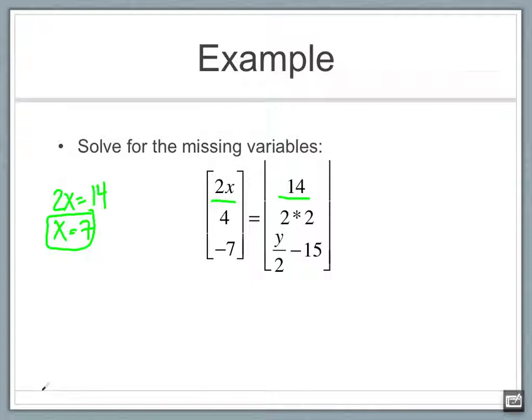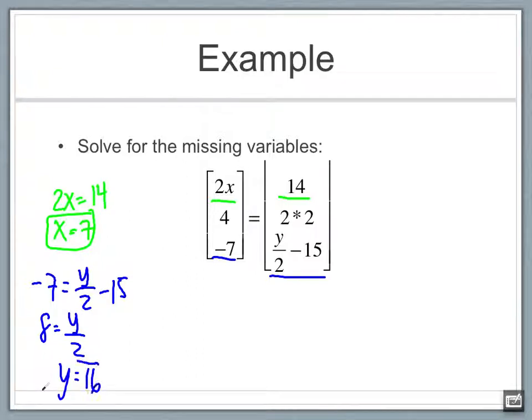Okay, welcome back. I hope that you have tried the problem. Y is here. This is its corresponding element then. So we have negative 7 is equal to y over 2 subtract 15. First thing I want to do is add 15 to both sides. I get 8 is equal to y over 2. Multiply everything by 2. I get y is equal to 16.